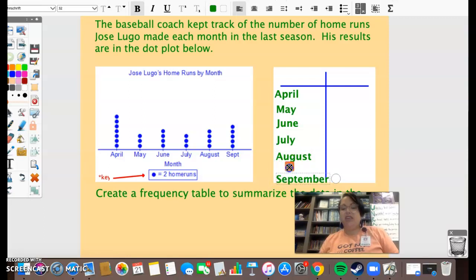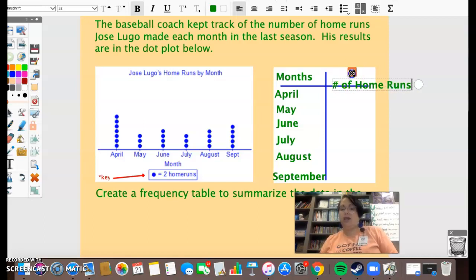Something I haven't done yet that I need to do is our categories. So up here, what do you think I'm going to write? Months, right? And then over here, it's going to be the same thing we did yesterday. Number of home runs. And actually, they made home runs 2 words, so I'm going to do that to make it correct. Okay? All right.